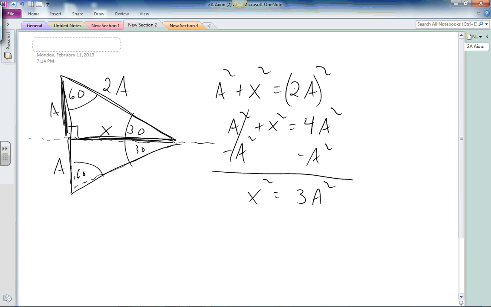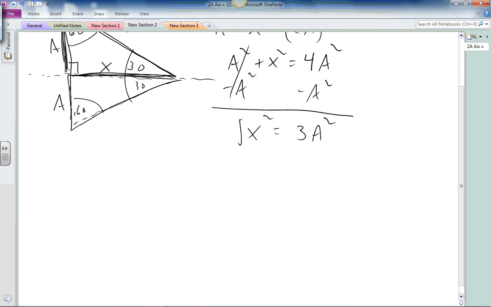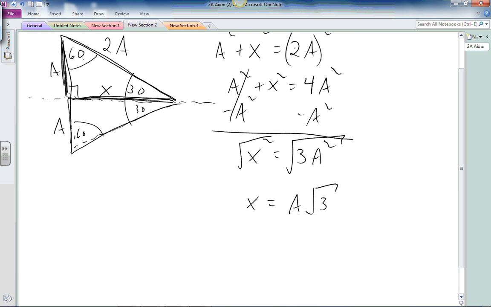So here I am pretty much done. Now if I take the square root of both sides, I end up getting x is equal to a times the square root of 3, because the square root of a squared is just a, and the 3 isn't a perfect square, so it has no choice but to stay inside. So that's our answer. The longer side, the side that's across from the 60-degree angle, is whatever the short side is multiplied by the square root of 3.